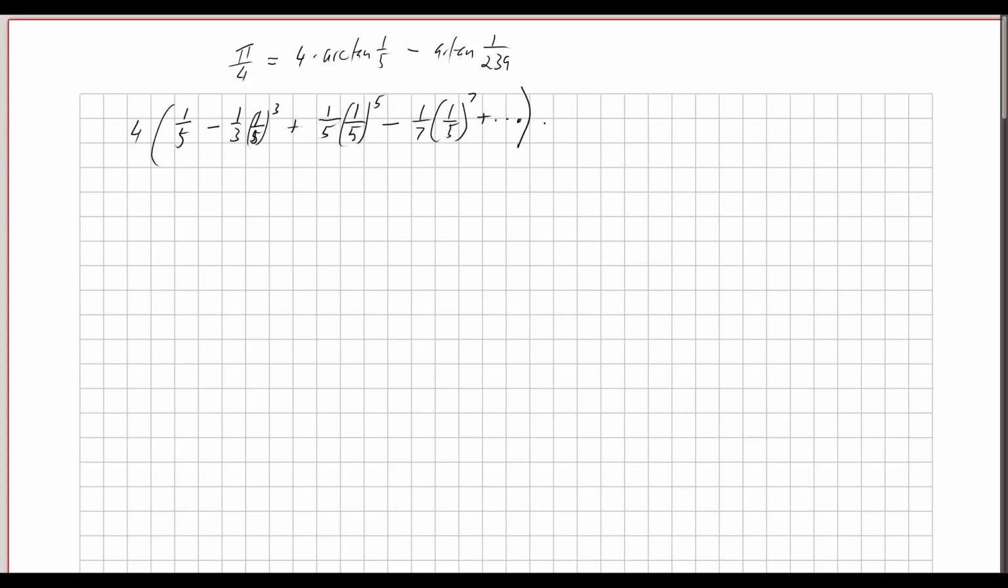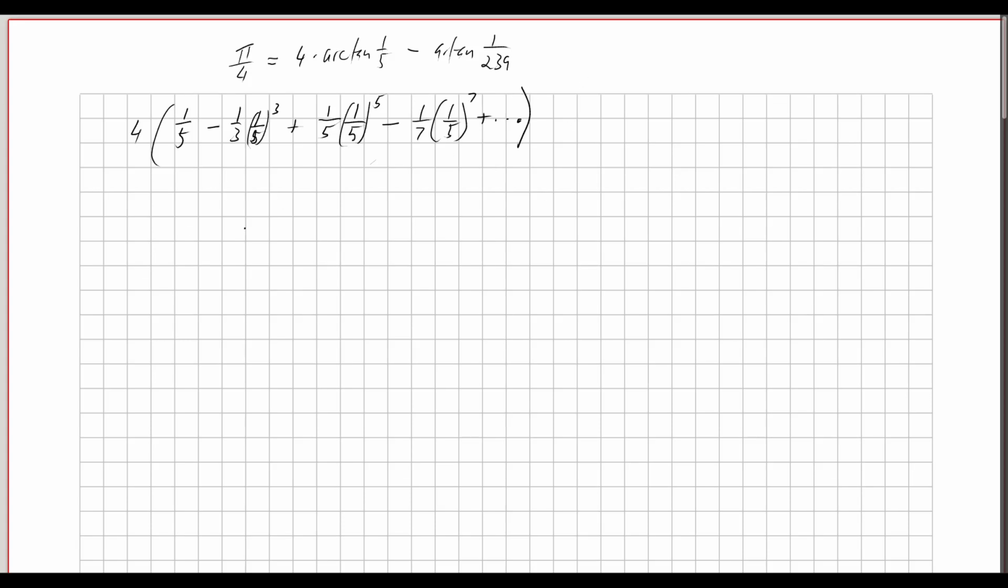Alright. Now, what Machin did was he calculated all these terms first. He then calculated all the positive terms. He added those up, and then he calculated all the negative terms. He added those up, and he took them away from each other. So let's just do that.